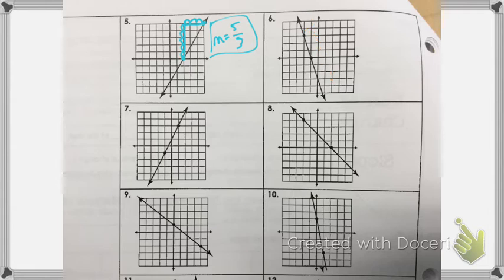So let's trace the path. I'm going to use the 2 given points, and I always go left to right, rise first. So it looks like I'm going down 1, 2, 3. So down 3, right 1, and negative 3 over 1 is just negative 3. So that line right there has a slope of negative 3.